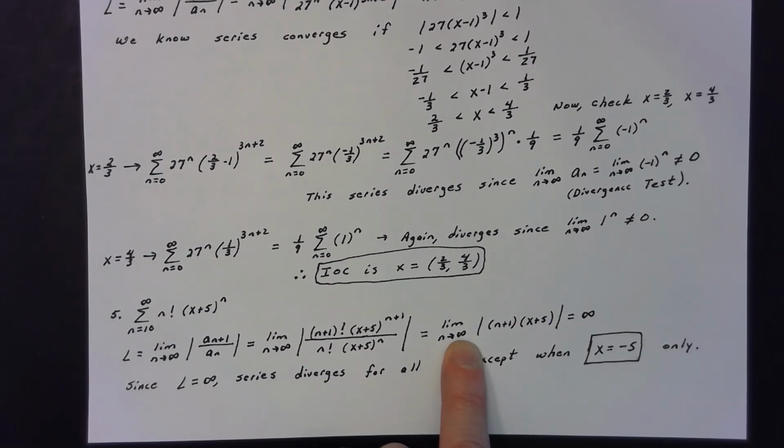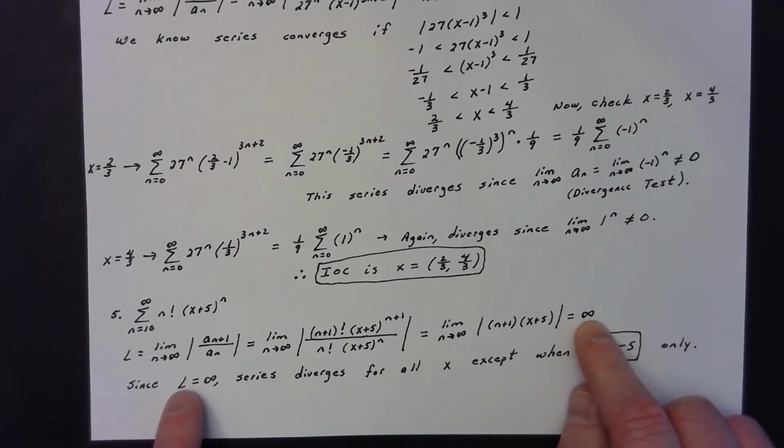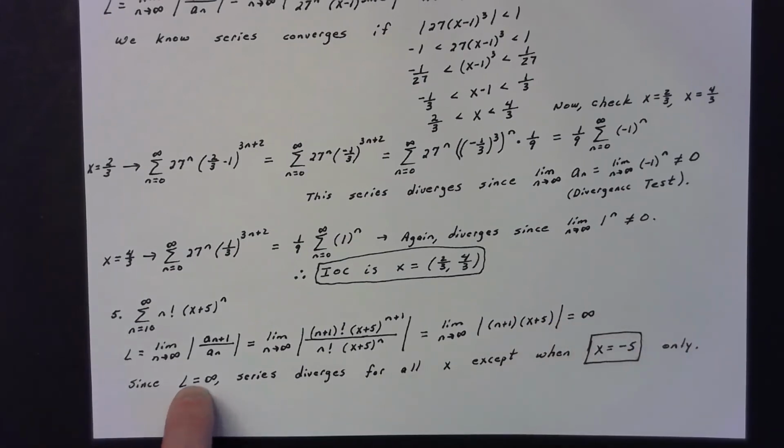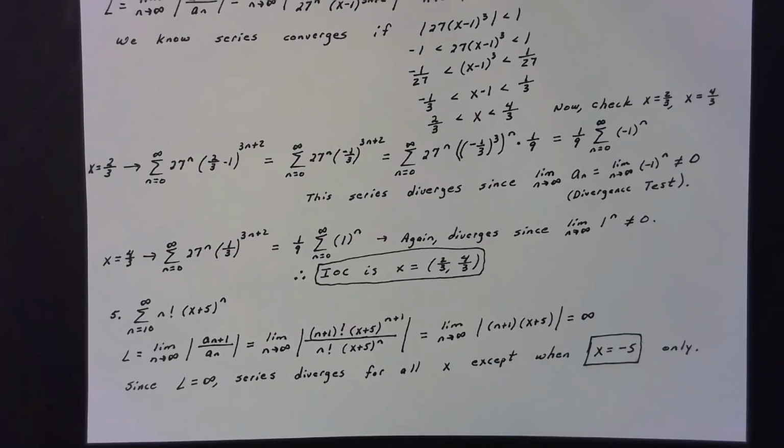You should say, well, your ratio test tells you that your series converges only if L is less than 1. Well, infinity is certainly not less than 1. So I say, since L is infinity, the series diverges for all x, with the exception of when x is equal to -5 only.